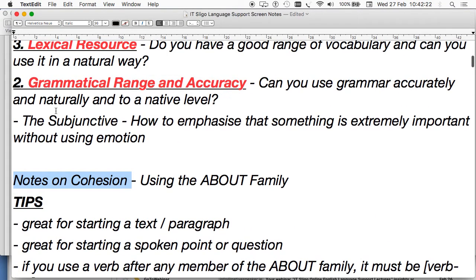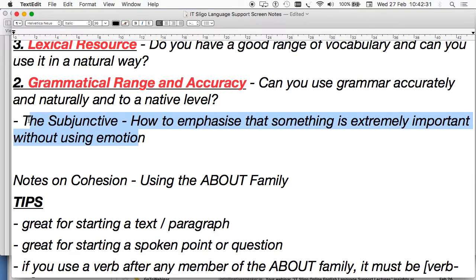Oh, and by the way, yes, we'll also be looking at the subjunctive, how to emphasize that something is extremely important without using emotion. I've created, as you can see in our learning management system, a separate video with that, so you can just go to that video and we'll ring fence that off on its own.